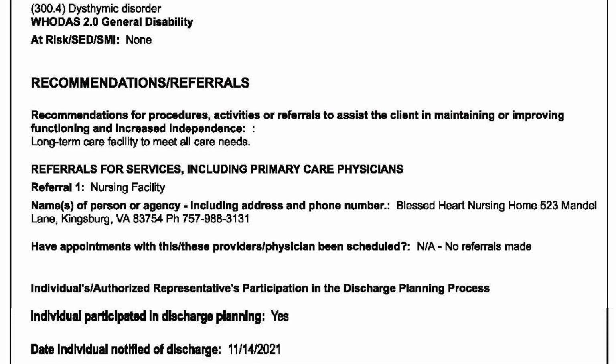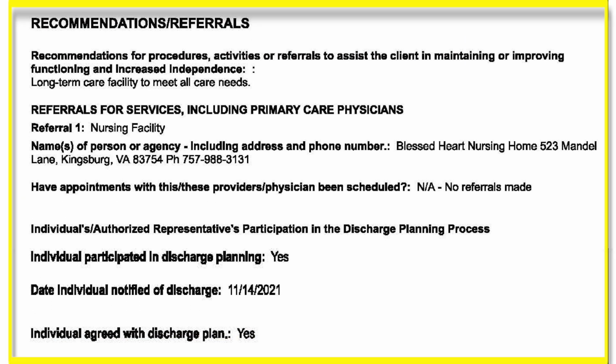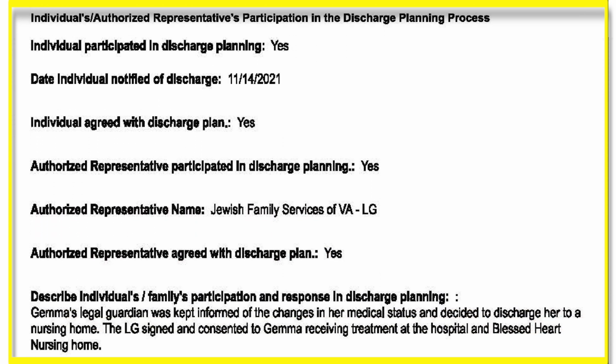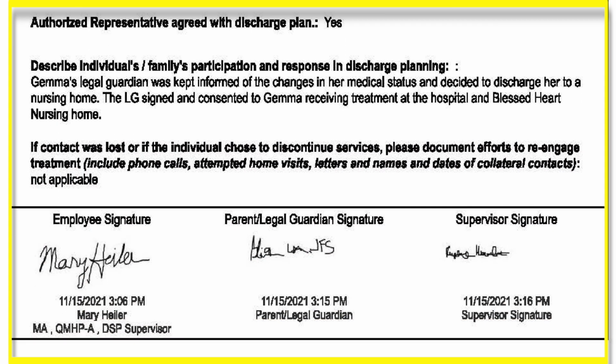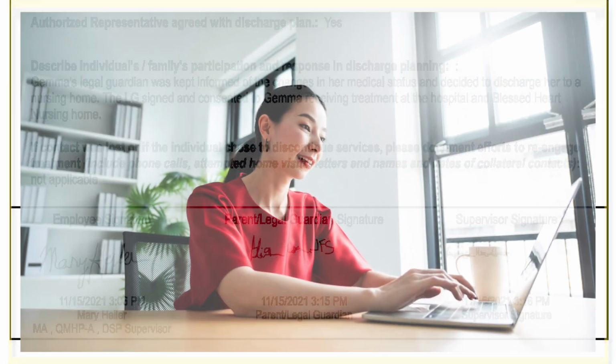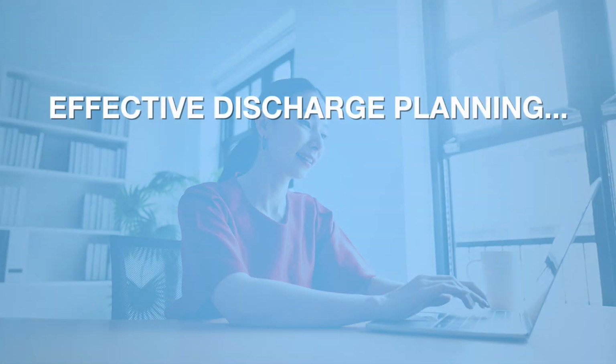The third section is for recommendations or referrals. Here, you will list any recommended procedures, activities, or referrals that would assist the individual in maintaining or improving functioning and increased independence. Identify referrals for services, including primary care physicians and any scheduled appointments. Address the questions regarding the individual's or authorized representative's participation in the discharge planning process. Complete the discharge summary with signatures by all appropriate parties. Following the prompts on the form is helpful to complete the discharge summary step by step.